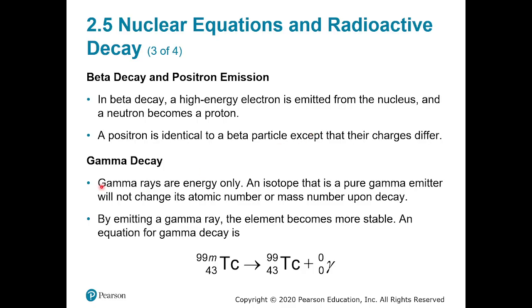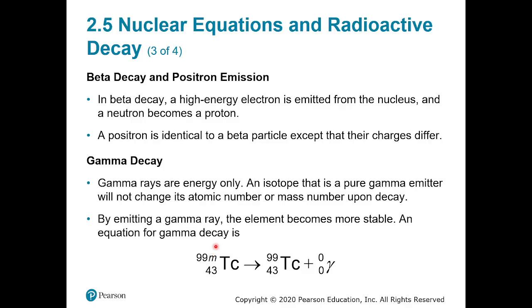Okay? Gamma decays. Realistically, these are just an energy release only. You'll have no change in the mass or charge of things. Okay? They usually accompany other processes where they're having to release the energy. It's really just the nucleus being in the wrong structure and settling down. So an isotope that's a pure gamma emitter will not change the atomic numbers, atomic masses upon decay, because you're just releasing energy.